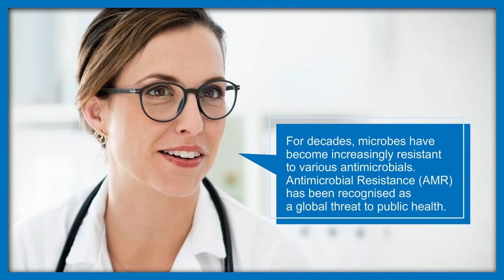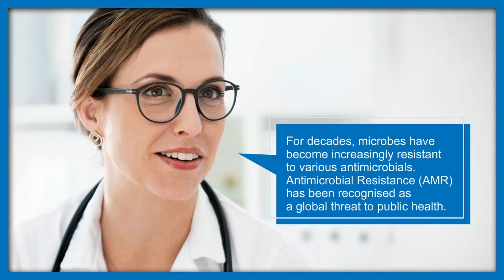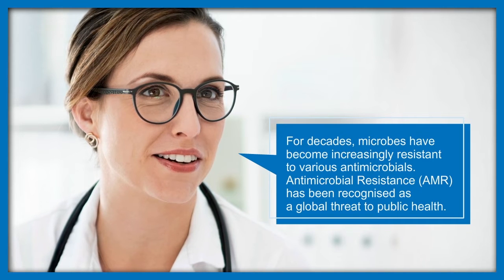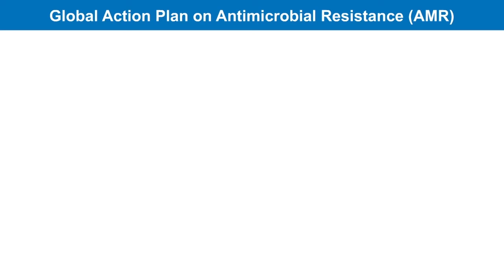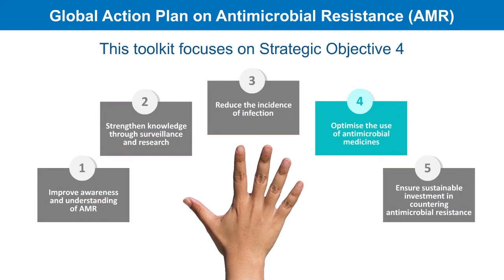For decades, microbes have become increasingly resistant to various antimicrobials. Antimicrobial resistance, or AMR, has been recognized as a global threat to public health. The Global Action Plan on AMR that was endorsed by member states in 2015 has 5 strategic objectives. These objectives serve as a blueprint for countries to develop national action plans, or NAPs, on AMR. In this toolkit, we will focus on the 4th strategic objective, which is to optimize the use of antimicrobial medicines.